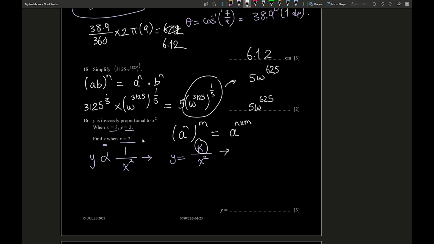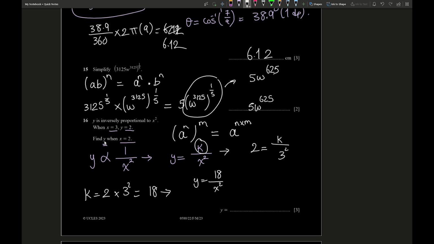So, when y is equal to 2, x is equal to 3 squared. X is equal to 3. So I can then solve this equation and solve for k. So k would be equal to 2 times 3 squared, which is 2 times 9, which is 18. That means that y is equal to 18 over x squared.